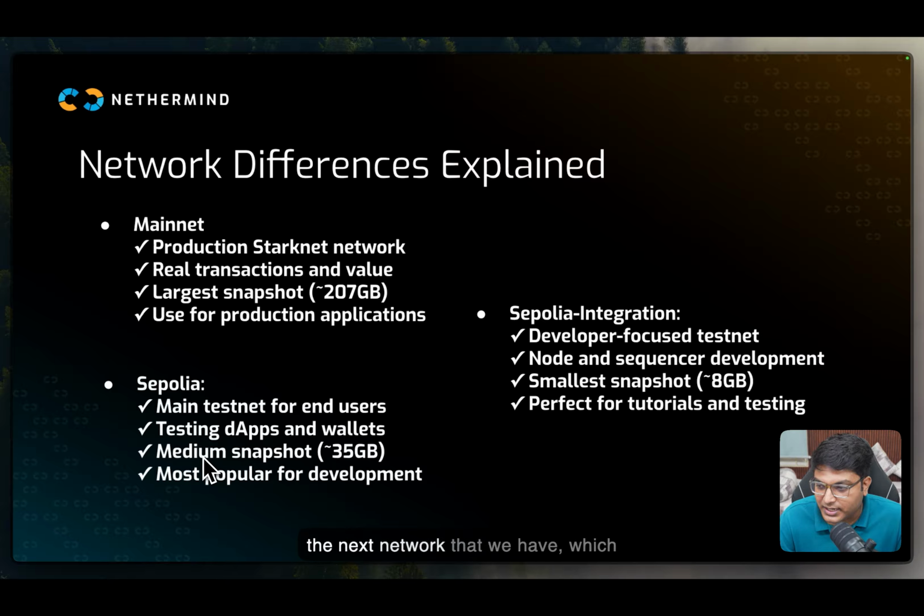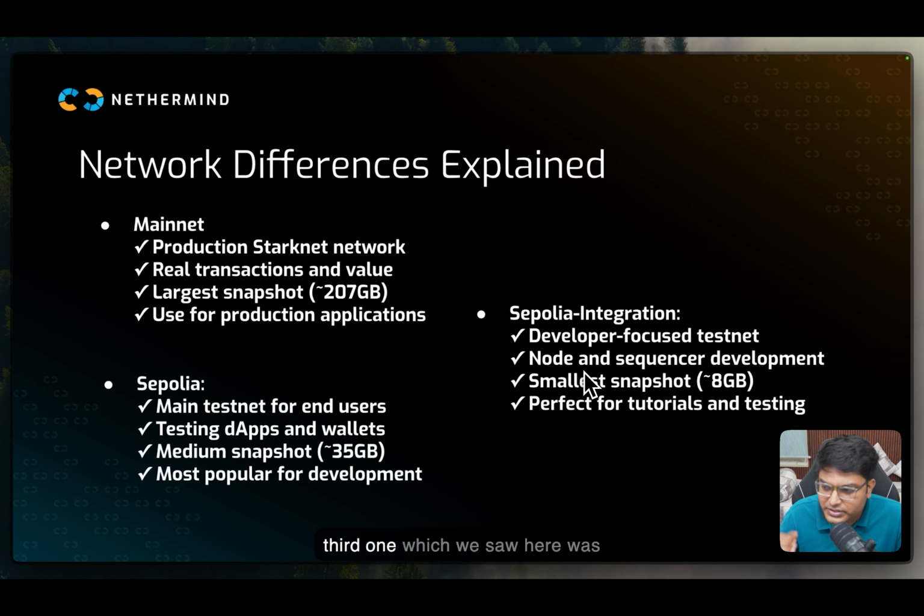Sepolia is the next network that we have, which is the main testnet that most end users interact with. It's great for testing dApps and wallets, and has a medium-sized snapshot of around 35 GB, and it's the most popular choice for general development work.